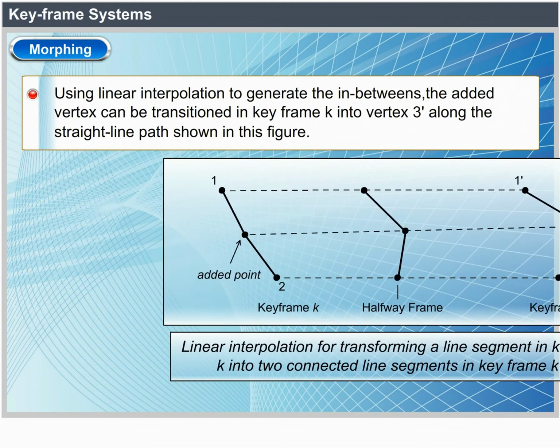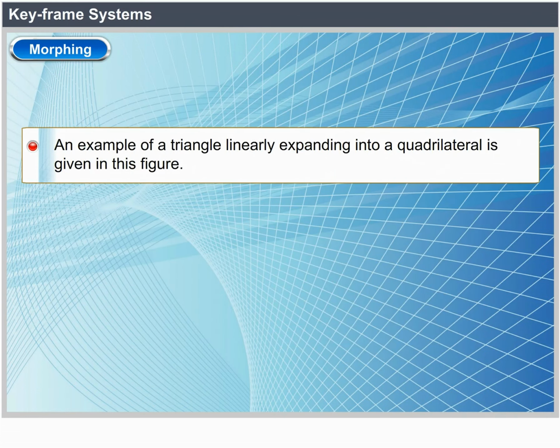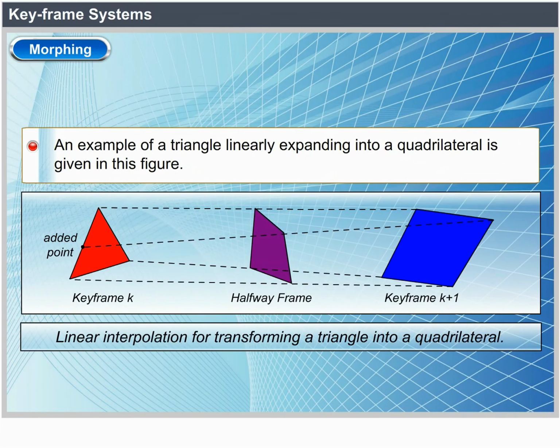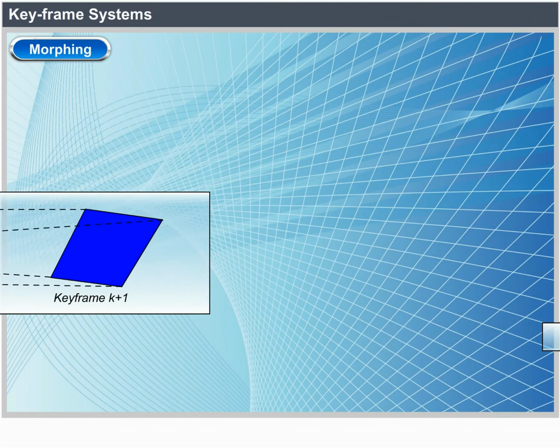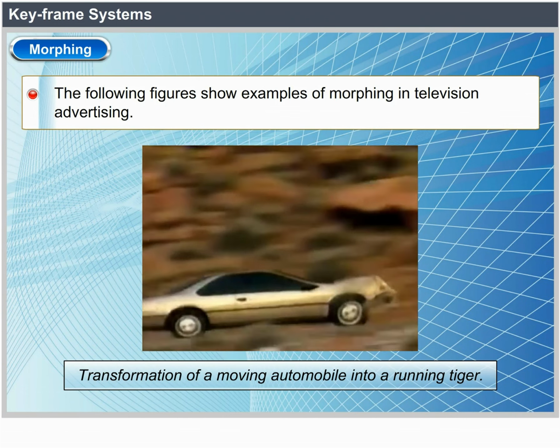Using linear interpolation to generate the in-betweens, we transition the added vertex in keyframe K into vertex 3' along the straight line path shown in this figure. An example of a triangle linearly expanding into a quadrilateral is given in this figure. The following figures show examples of morphing in television advertising.